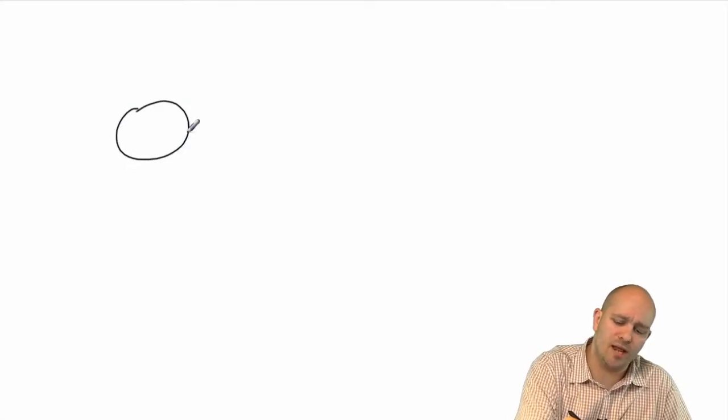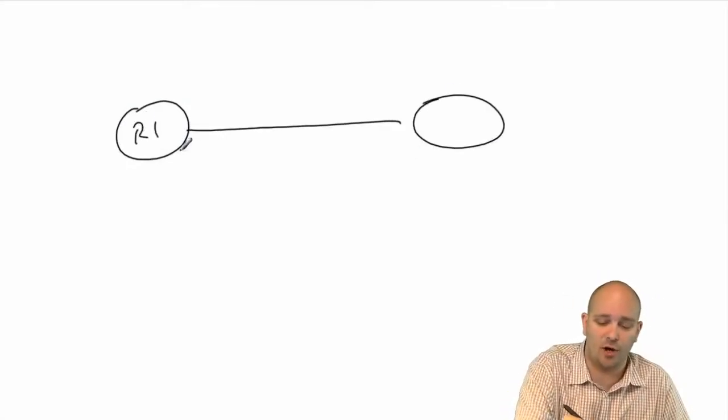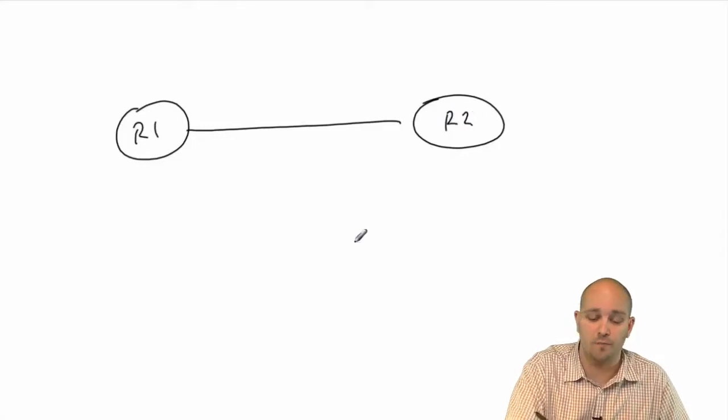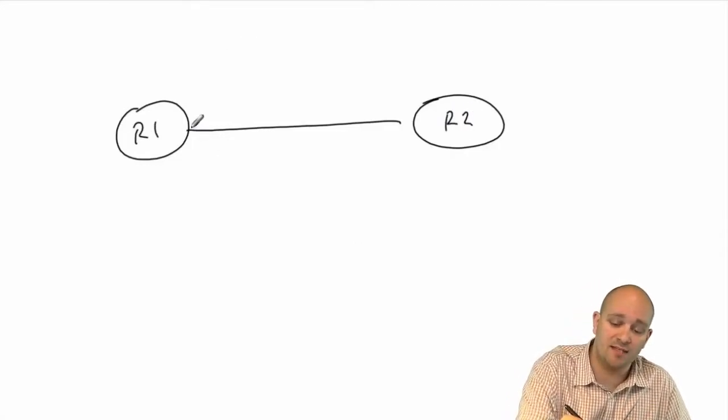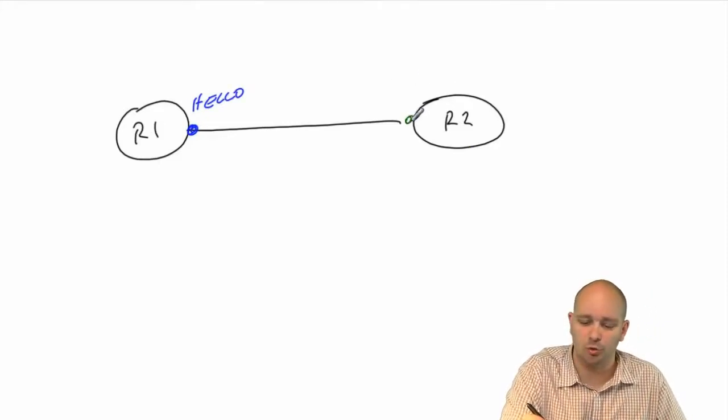So let me elaborate on that a little bit. When we have two neighbors that are directly connected, just like in the case of our R1 and R2, what we are going to have is a locally configured hello time that may or may not be the same on the two sides.